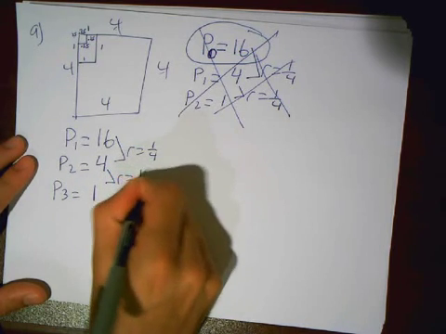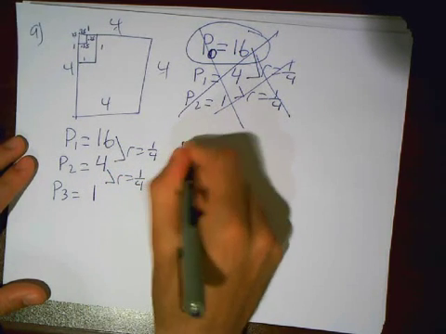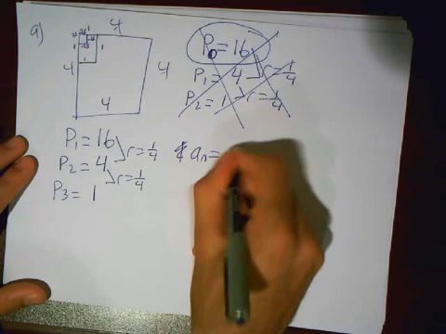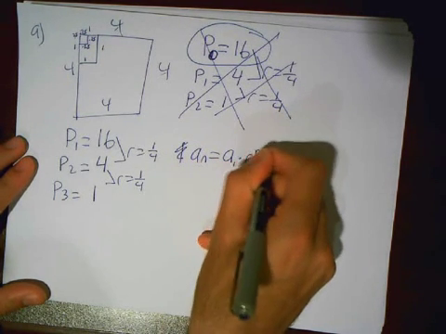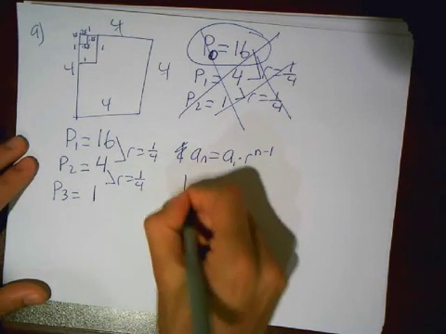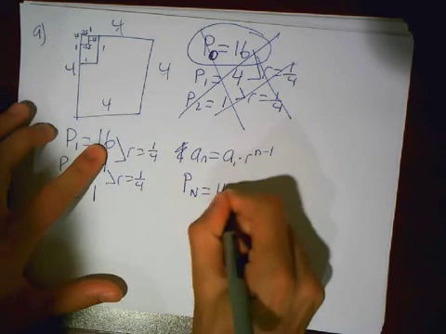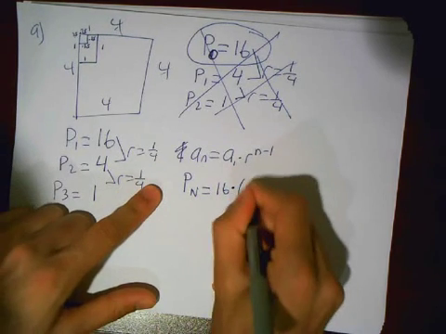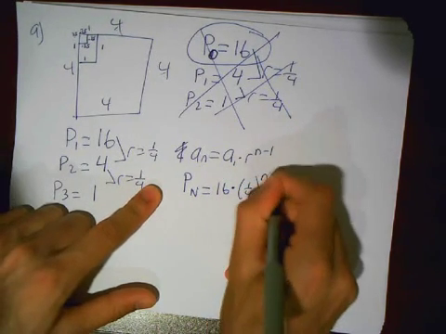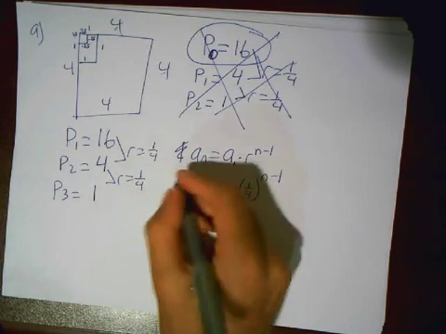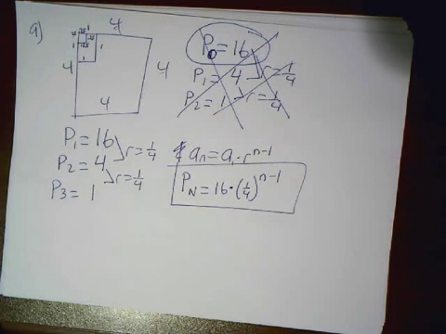This is a geometric sequence, which means that the nth term of a geometric sequence is A1 times R to the n minus 1. So the perimeter of the nth term is the perimeter of the first term, 16, times R, 1/4, to the n minus 1. That's the answer to part A right here.